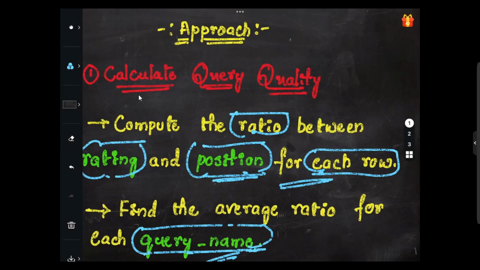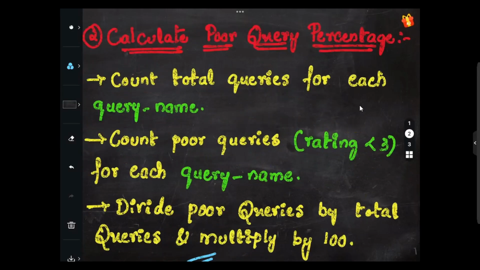So let's compute the ratio between rating and position for each row and we will find the average ratio for each query name here. This is fine. So next, let's move on with the second step here.